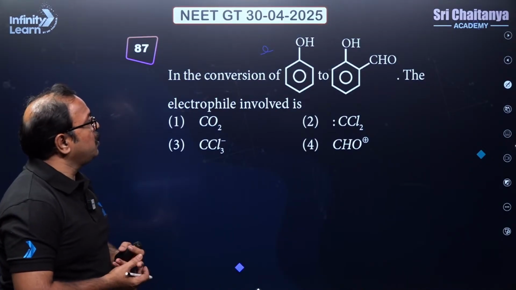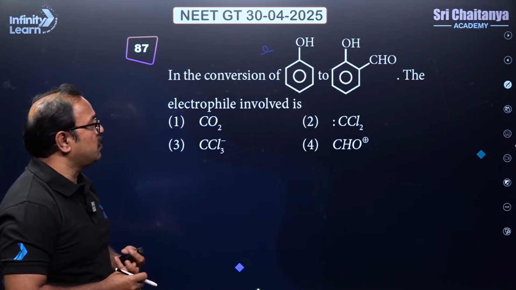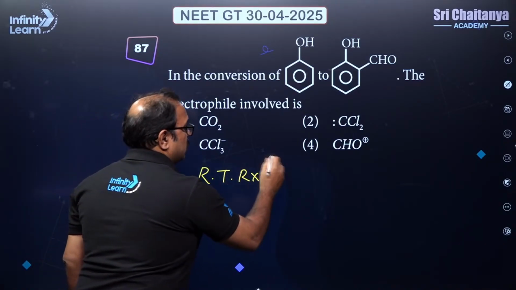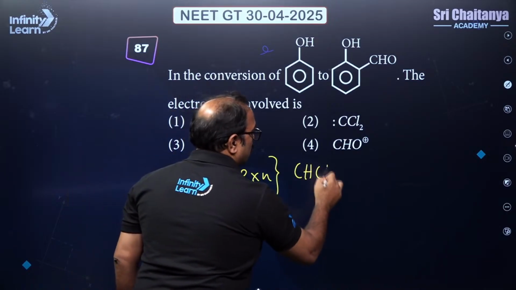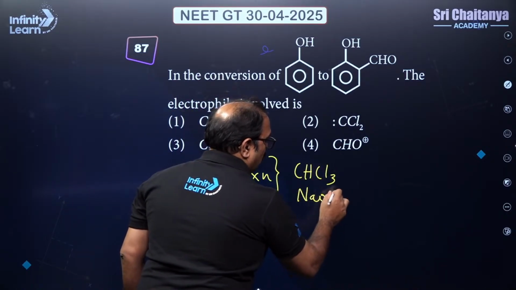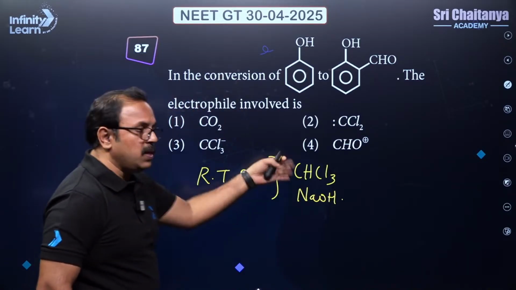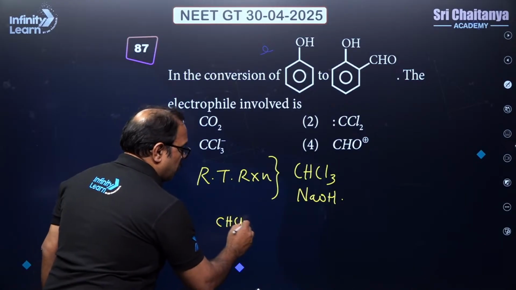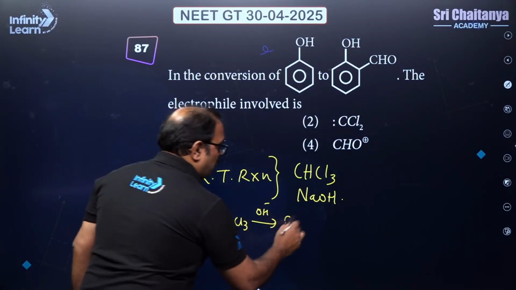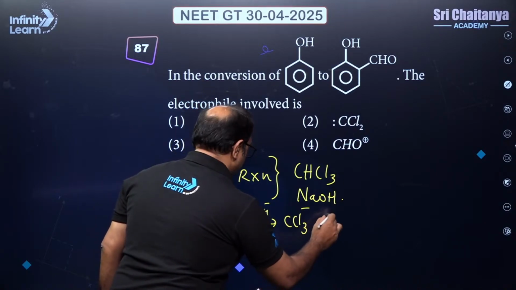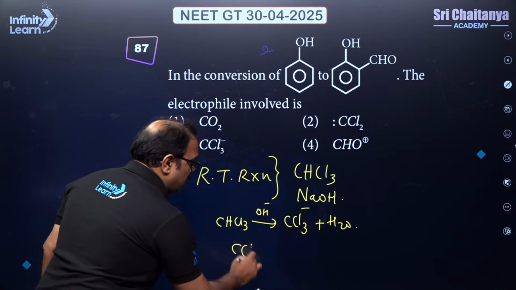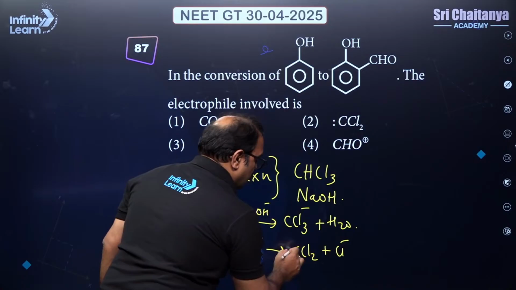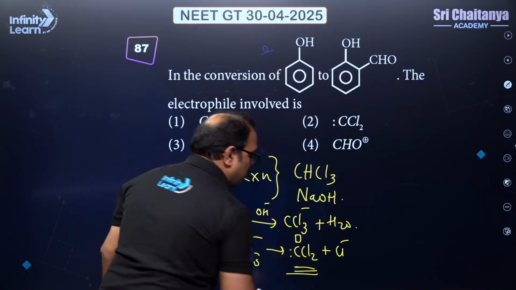In the conversion of phenol to salicylaldehyde, the electrophile involved is, you know, this is a very important reaction, that is the Reimer-Tiemann reaction. In the Reimer-Tiemann reaction we use chloroform along with NaOH with the phenol. Now the initial reaction is actually between chloroform and NaOH. Chloroform, whenever it reacts in the presence of base, first tends to form CCl3 minus, and here it forms H2O. This CCl3 minus will shed the excess negative charge like this, and here it forms this dichlorocarbene as an intermediate.